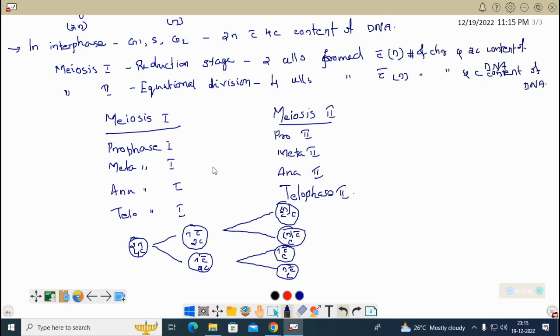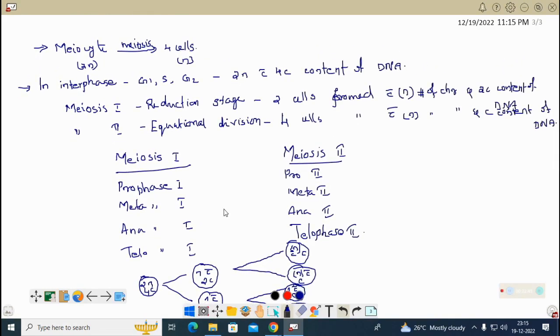Once again we'll just see this, then we will enter into the different stages of meiosis 1 and meiosis 2. The cell which is undergoing meiosis, the meiosis mother cell, is called a meiocyte. A meiocyte is always a diploid chromosome-containing cell, and when it undergoes meiosis, it will form 4 cells, and each cell will have a haploid set of chromosomes, because our aim in the meiotic division is to reduce the number of chromosomes to half, right? In interphase, it will pass through G1, S and G2 phase. After the synthetic phase, if we observe the nucleus, we can see 2n number of chromosomes with 4C content of DNA.